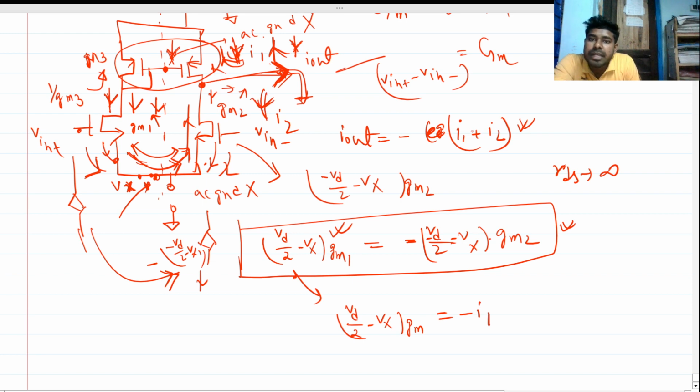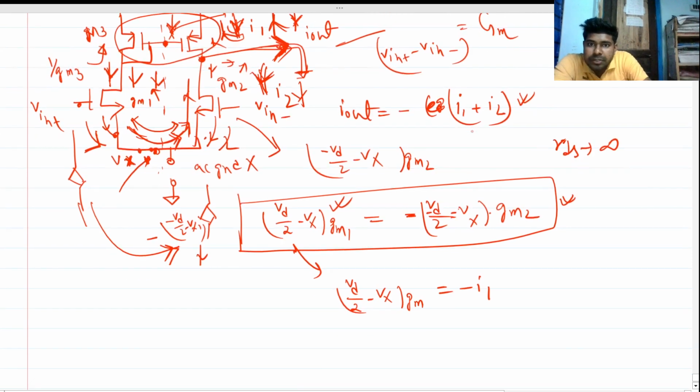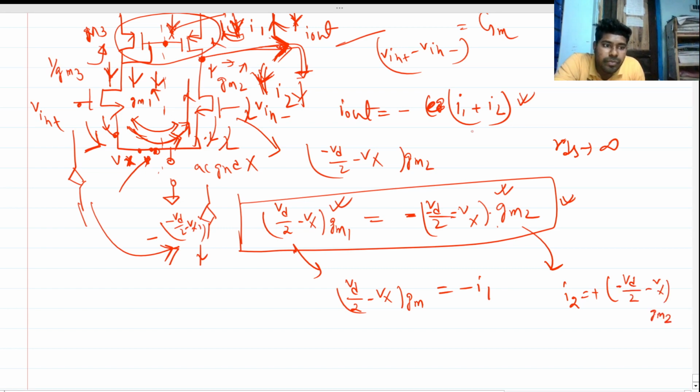So I2 we have assumed in this way, right? Okay, let's do that. So this way the current is this, right? This current is flowing in this way. If we consider this case, I2 will be the negative of this, right? So this will be plus, right? So this will be plus of, minus Vd by 2 minus Vx times Gm2. Okay. So we have to add these two currents.